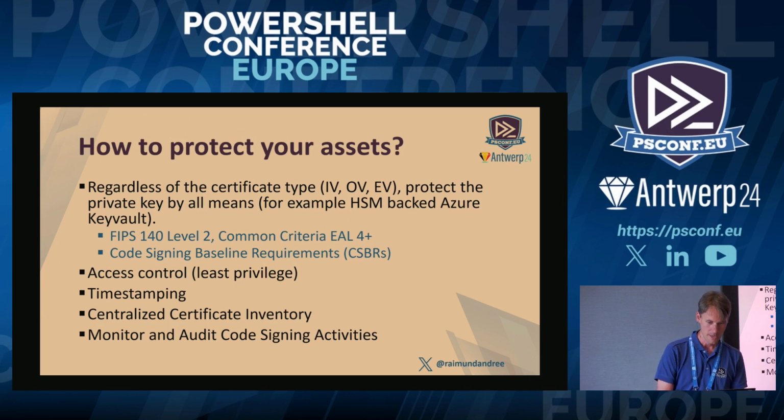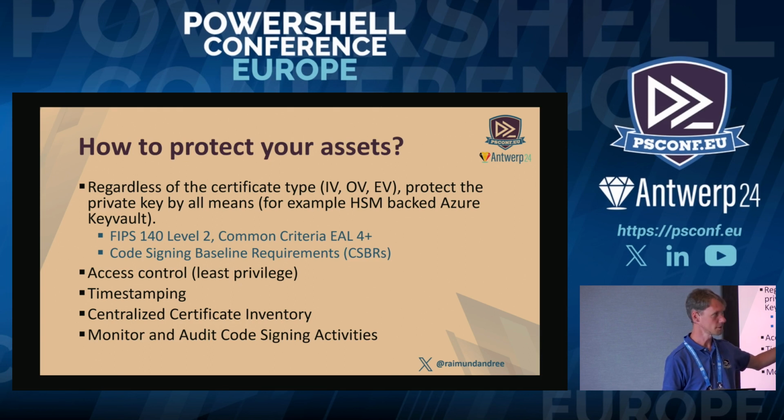How to protect your assets. So, there are multiple certificate types. They are technically all the same. IV, OV, EV. It's individual validation, organization validation, and enterprise or extended validation. And nowadays, only EV certificates are being issued, and there are a lot of rules that apply to EV certificates. And one rule is the private key has to be in a FIPS 140 level 2 HSM.